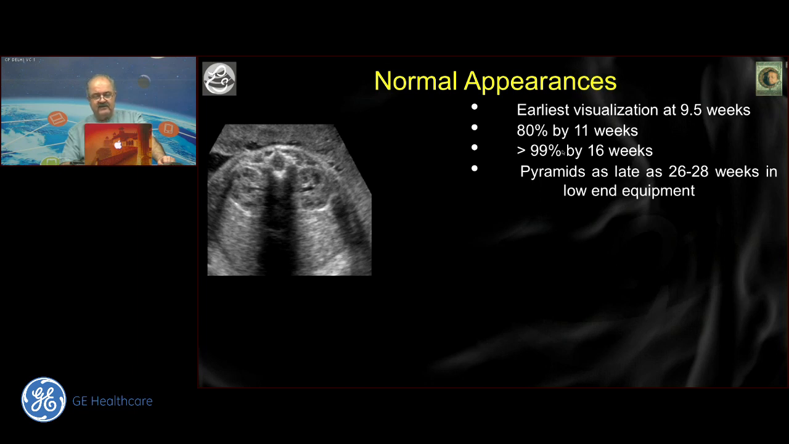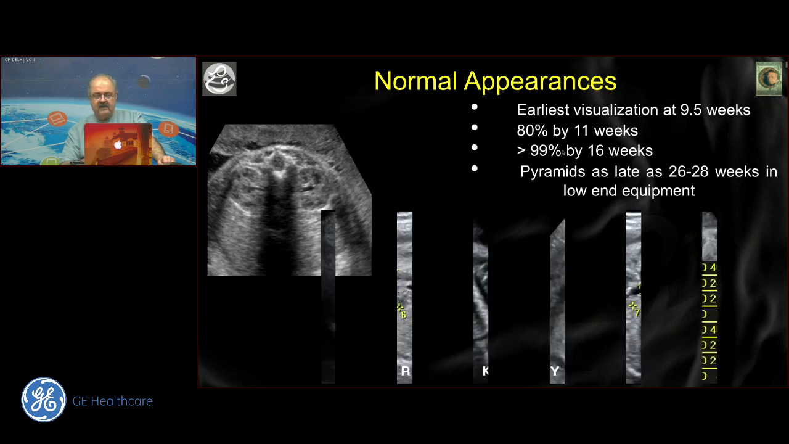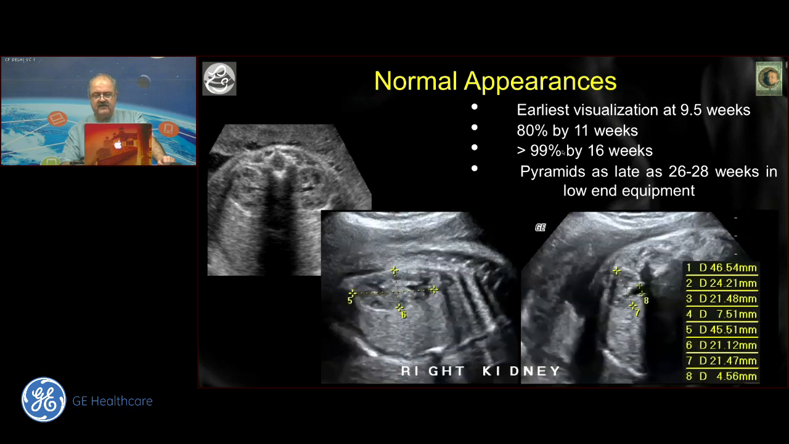The important thing to realize in this whole story is that the pyramids may not be seen until as late as 26 to 28 weeks in low-end equipment. That becomes extremely important, because this kind of differentiation, which you might pick up as early as 18 to 20 weeks on high-end and newer equipment, may not appear like this. Therefore you have to keep in mind that a kidney that does not show pyramids, when not using the finest of equipment, might look just like a homogeneous haze, and it will be perfectly normal, and I will not overdiagnose an abnormal kidney.